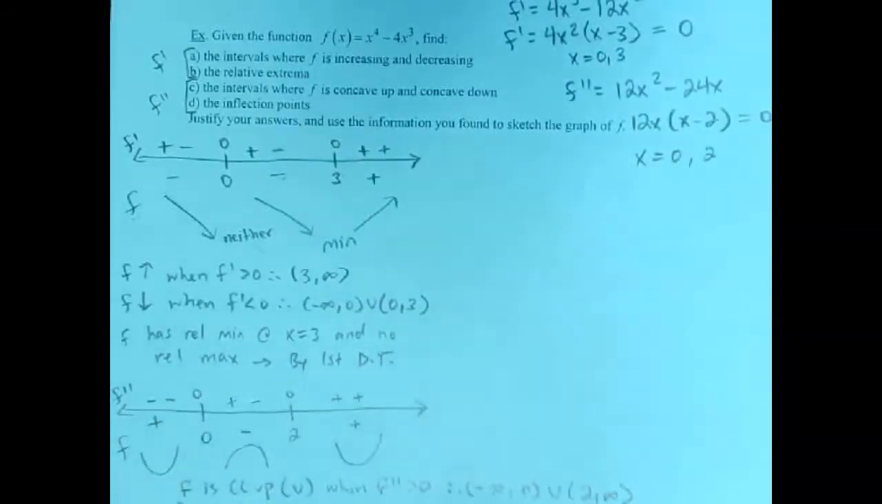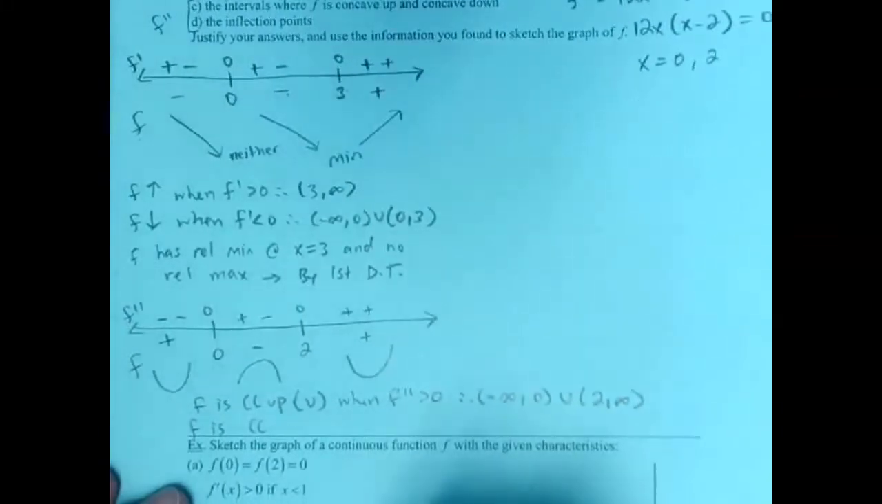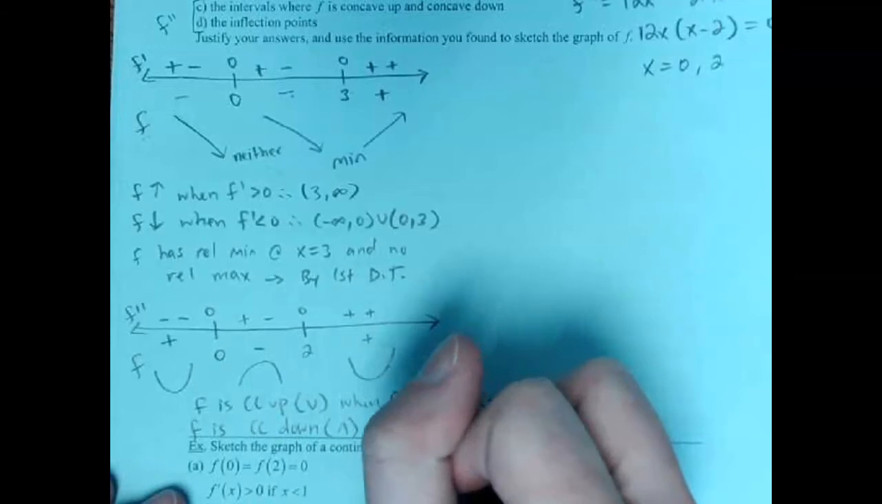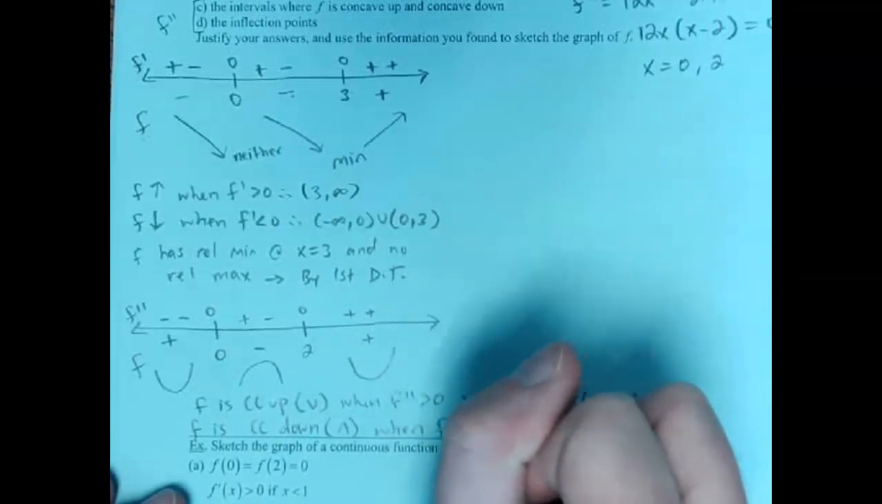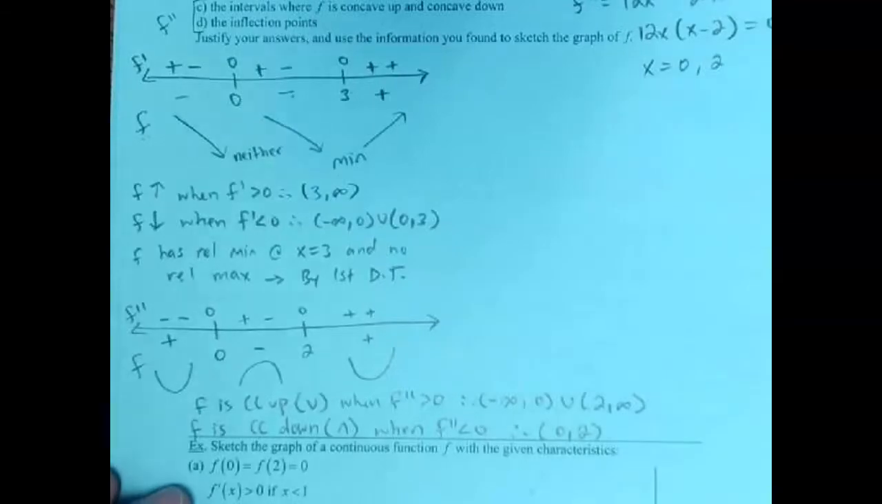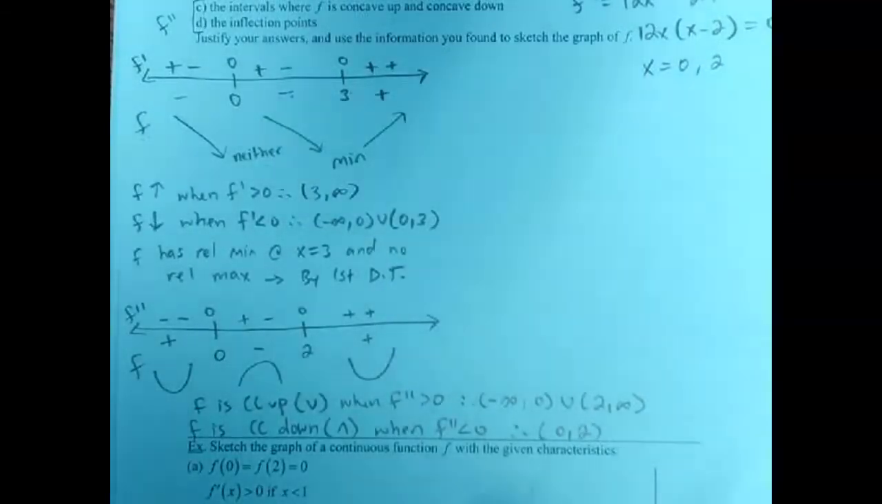F is concave, oh, I'm kind of off the screen, aren't I? Sorry. F is concave down when the second derivative is negative, which was between the 0 and the 2. So there's your answer for part C. And then we need the last one.